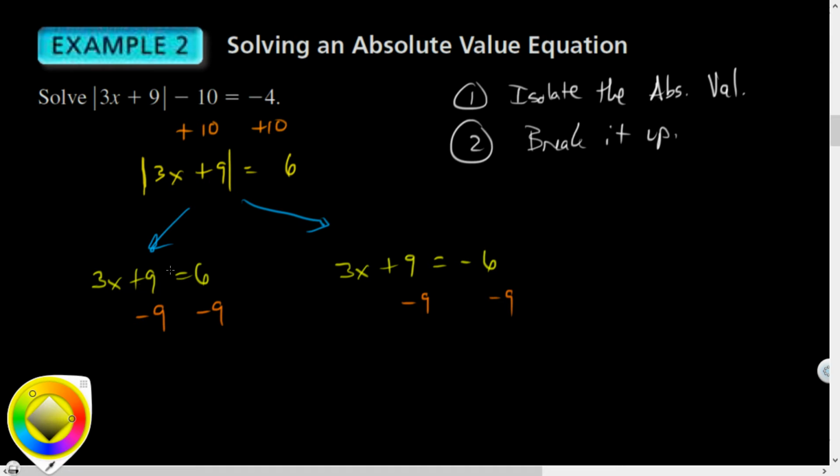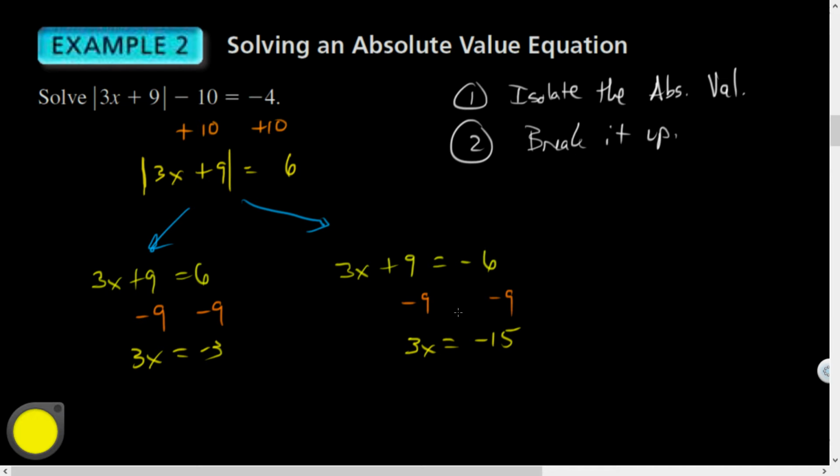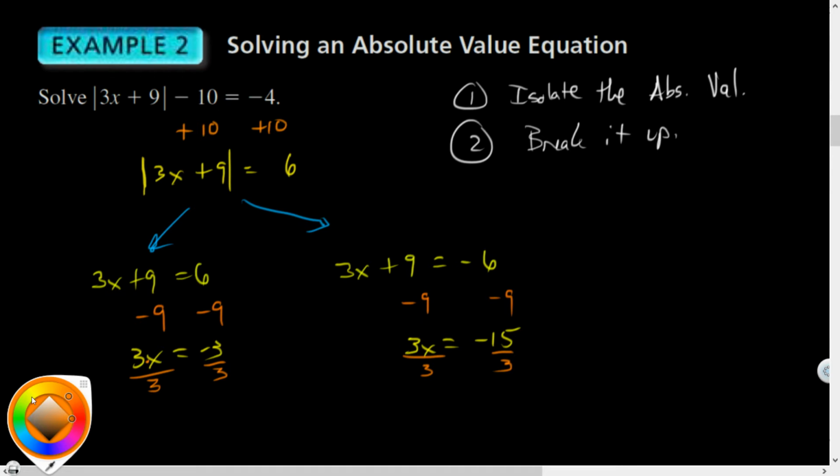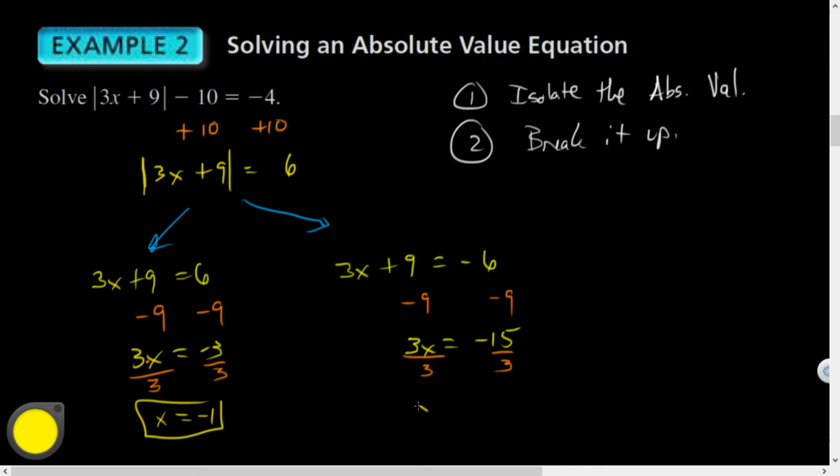So let's see. Then I would subtract 9 both sides. 3x equals -3 over here, and 3x equals -15. And then to get 3 by itself, or x by itself, silly me, I would inverse multiplication by 3, divide both sides by 3. So I'm going to get x equals -1, and x equals, what did we get over here?